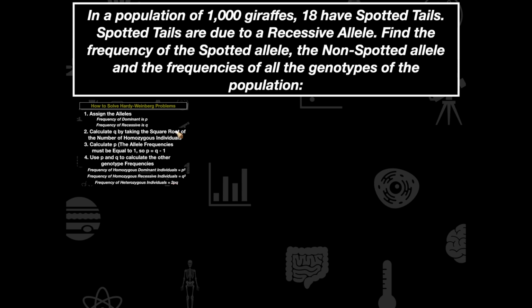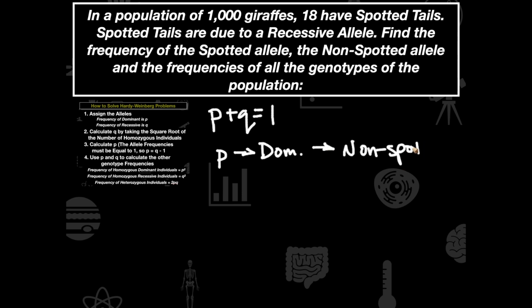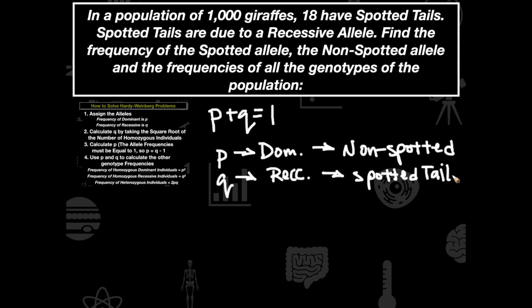Here's our checklist that we're going to go through and apply. We're going to have to assign the alleles. So remember, p plus q is going to be equal to 1. p is going to be for our dominant allele, and we were told that the dominant allele is for non-spotted tails. q is going to be for the recessive, and this is for spotted tails.